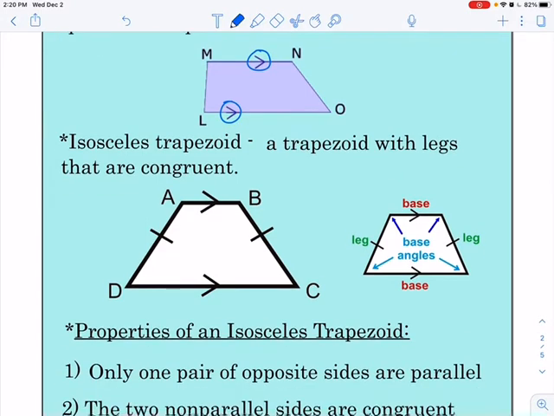Okay, so if you have an isosceles trapezoid, you're still going to be able to say that your one pair of opposite sides is parallel, and you're going to be able to say that your non-parallel sides, which are called legs, are going to be congruent. So AD would be congruent to BC. And then your base angles, you can see in the picture on the right, your base is your pair of sides that's parallel, so your base angles are going to be congruent. So angle D will be congruent to angle C, and angle A will be congruent to angle B.